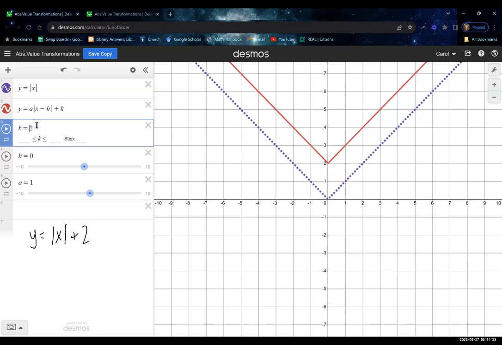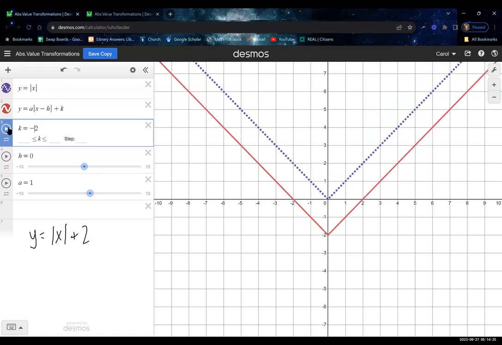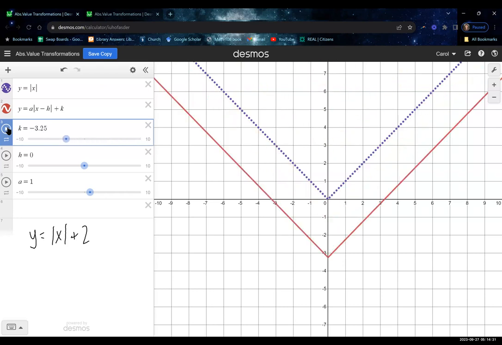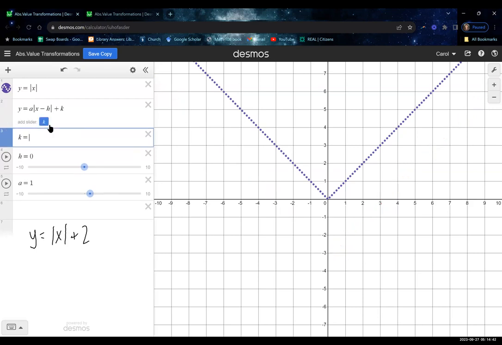What if k was negative 2? It shifts it down. If you want to see all of the possible k's from negative 10 to 10, here they are. It just moves them along the y-axis. Doesn't change the shape or move along the x-axis, just along the y. All right, let's try some with h. So let's move k back to 0 and h.